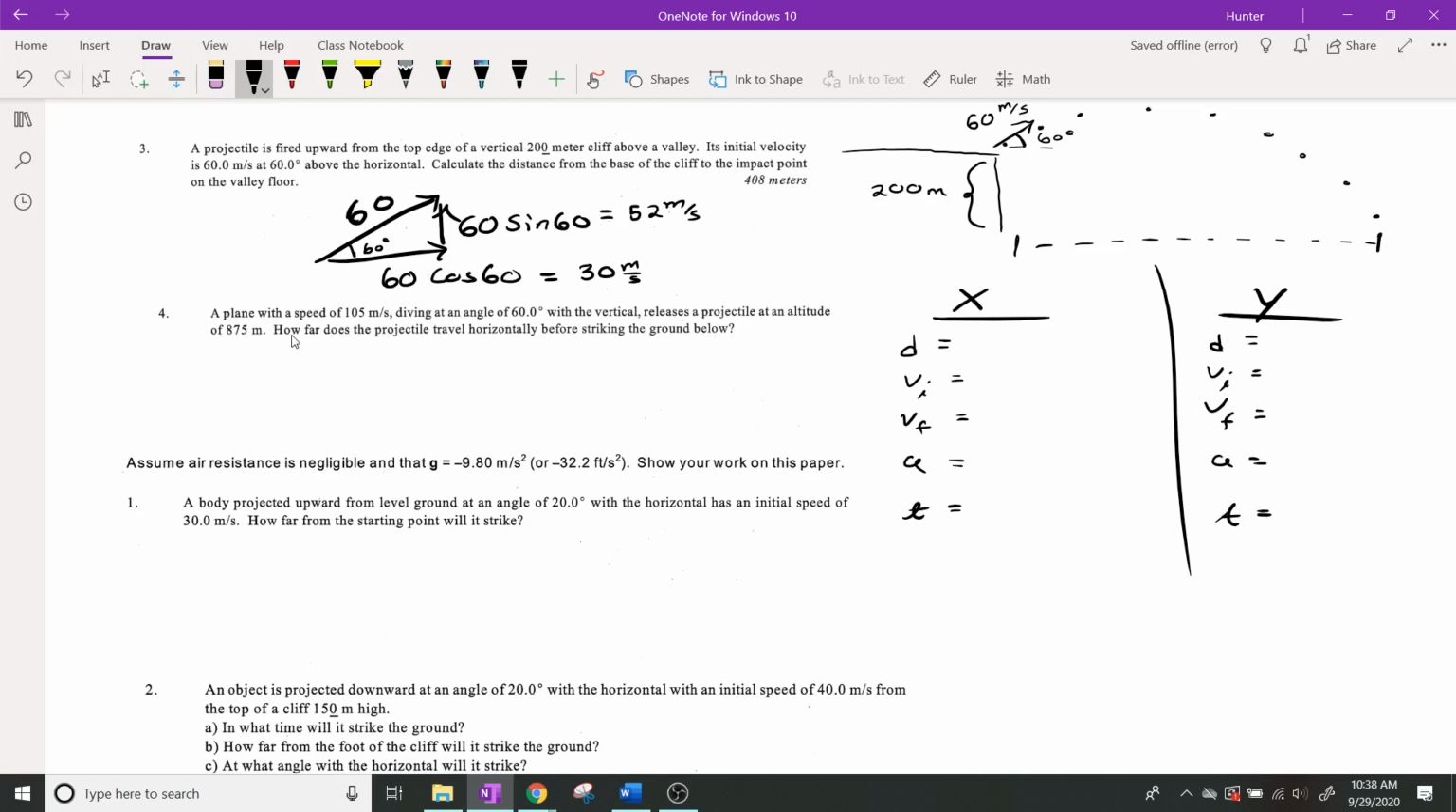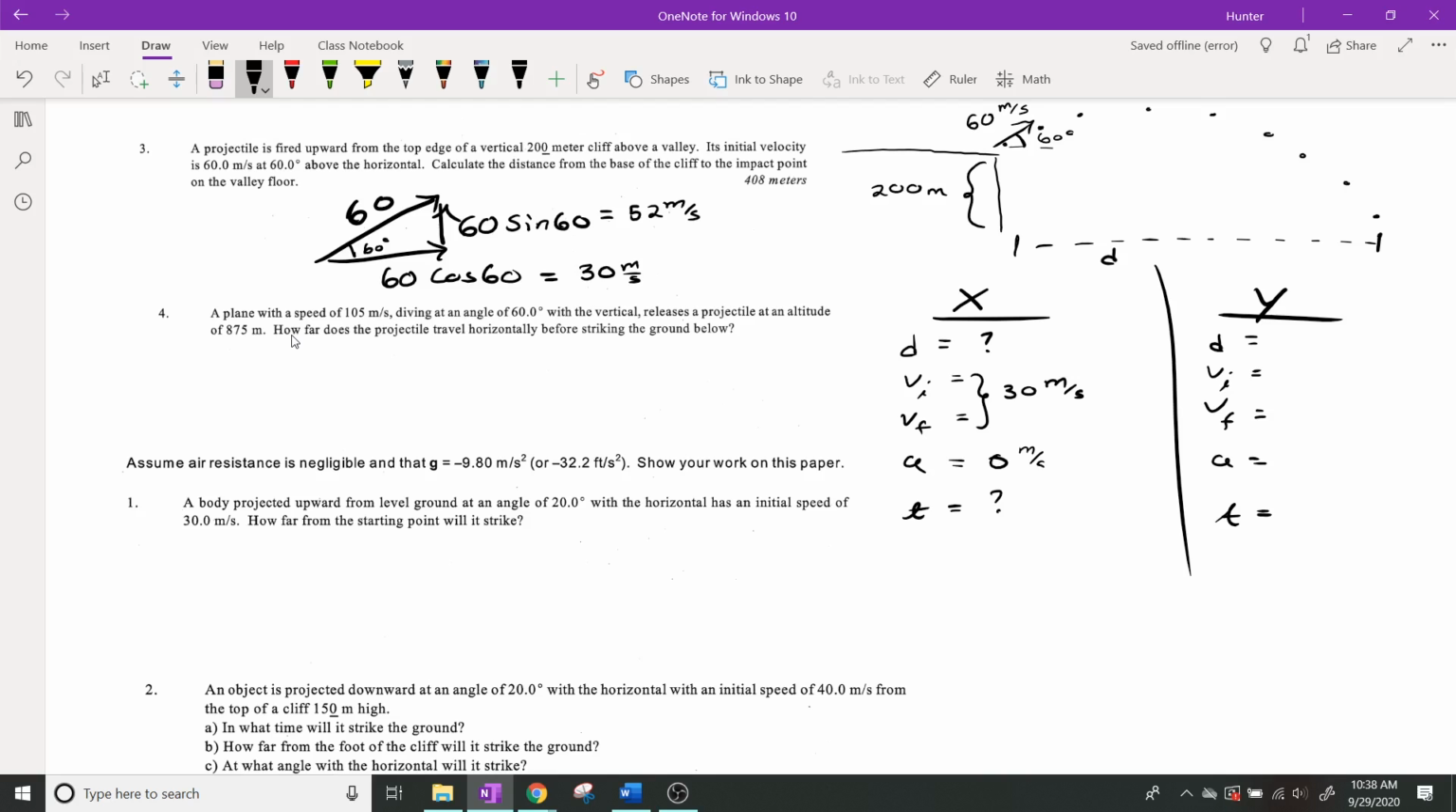Okay, D, what do we got? Oh, okay, we don't know. VI, VF. We do have that one. Both of these are 30, 30 meters per second. Acceleration. Time. We don't know. Okay. Yes means I know.